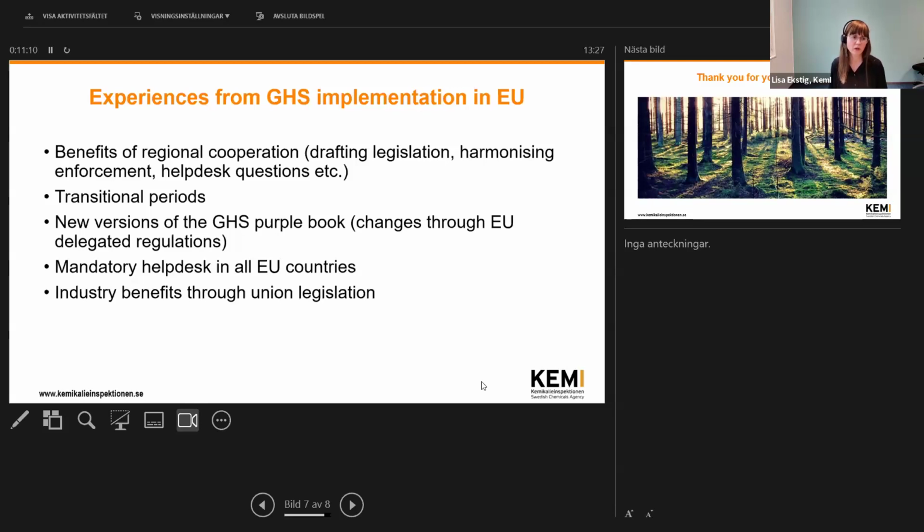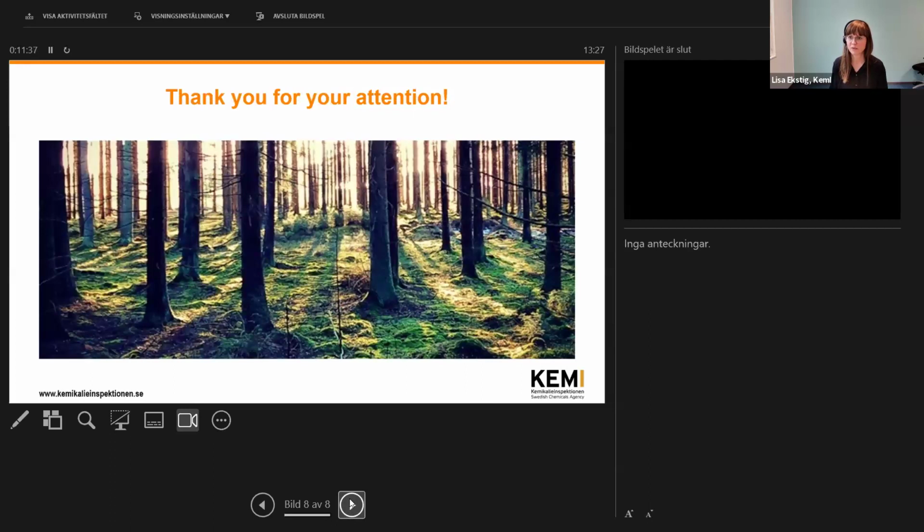In the CLP regulation in the EU, we also have a mandatory help desk in all EU countries. So that's a good thing to have in the legislation, that you have to have a help desk in every country. And there are a lot of industry benefits through union legislation that the same rules apply in a big area. Yes, that was all from me. Thank you for your attention.